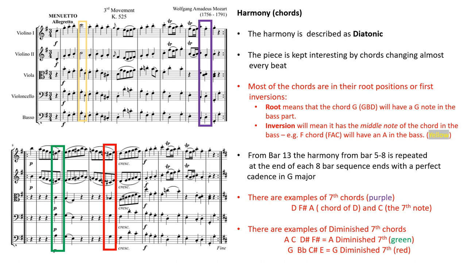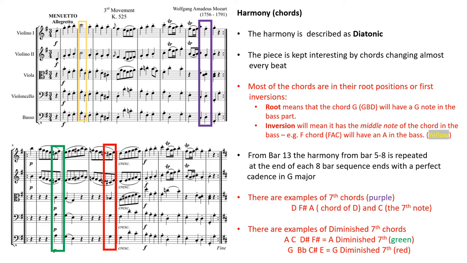The harmony of the minuet. This refers to the chords and the cadences that make up the minuet. The harmony is described as diatonic. This is a feature of the classical period. Diatonic means the notes in the piece relate to the key. The piece is kept interesting by chords changing almost every beat.